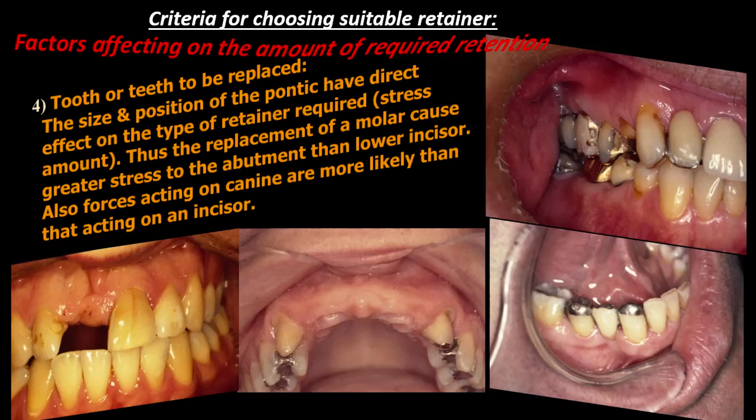The other factor is the tooth or teeth to replace. Of course, the size and position of the pontic have a direct effect on the type of retainer required. Thus replacement of a molar causes greater stress to the abutment than a lower incisor. Also, forces acting on the canine are greater than those acting on the incisor. Of course, the position of the tooth, as we said, affects the stress. This means that in the canine area there is higher stress than on the central, and in the posterior teeth the stress is greater than in the lower incisor area.